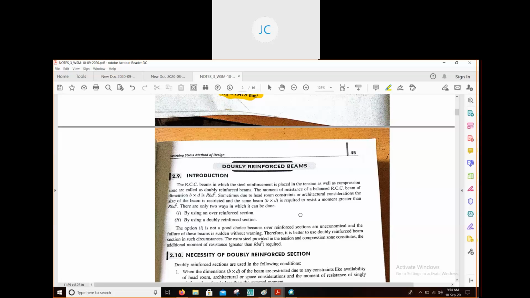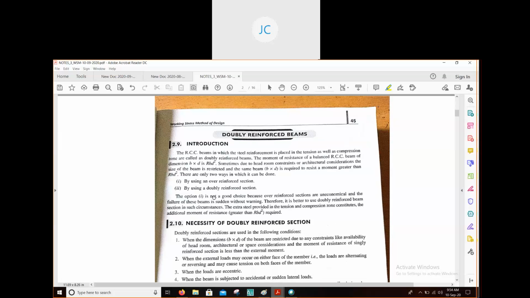So now you can see here, by two ways we can resist the extra moment. One is our first option, by using an over reinforced section, and the second option is by using a doubly reinforced section.